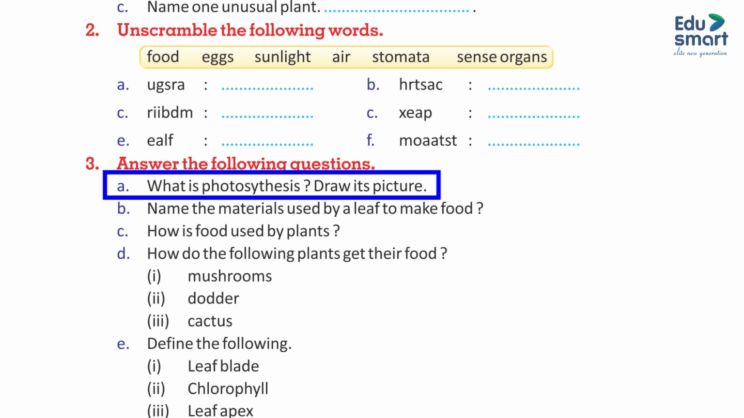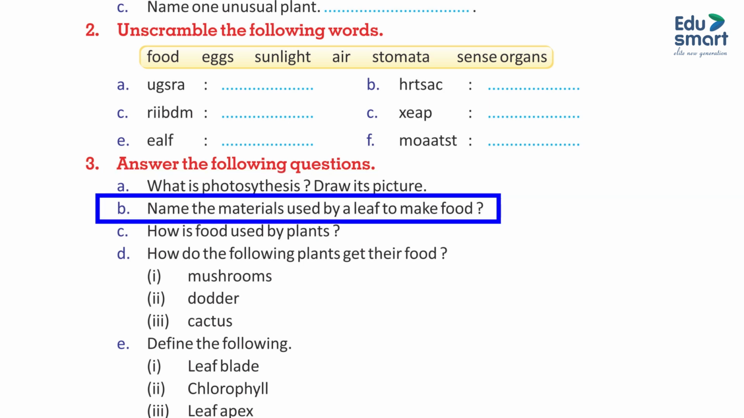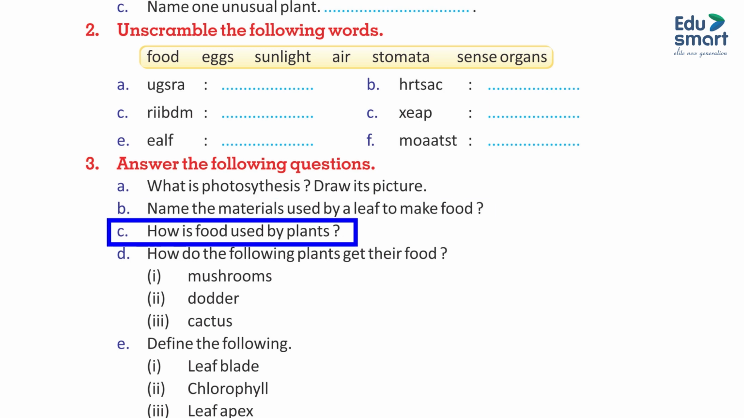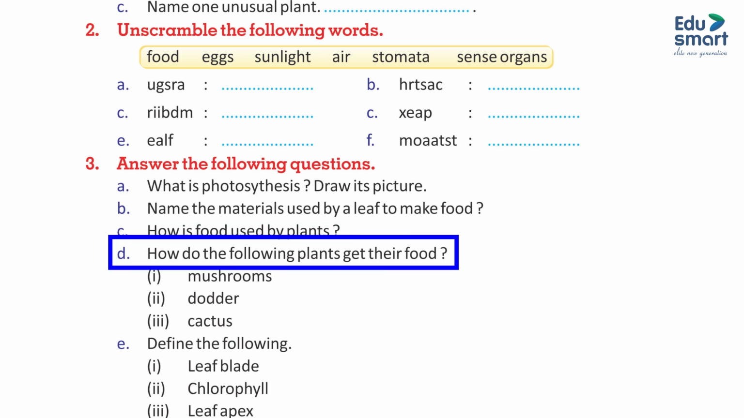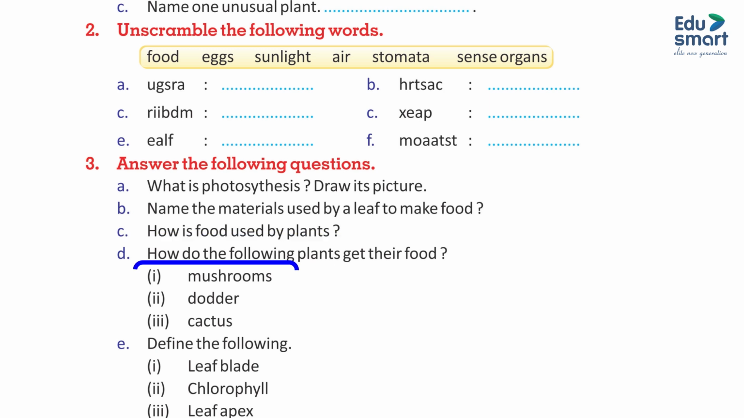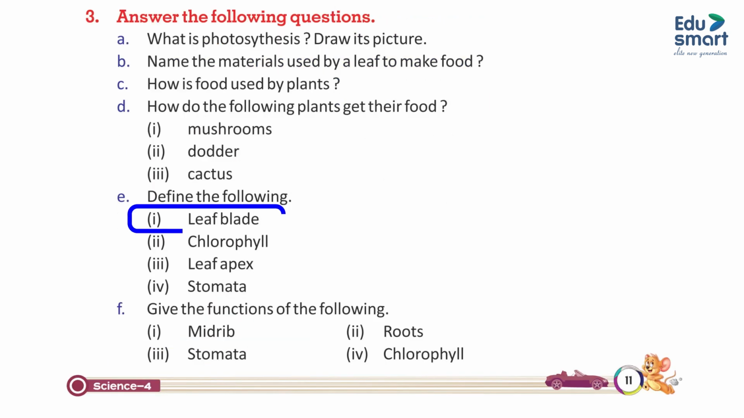A. What is photosynthesis? Draw its picture. B. Name the materials used by a leaf to make food. C. How is food used by plants? D. How do the following plants get their food? 1. Mushrooms. 2. Dodder. 3. Cactus. E. Define the following. 1. Leaf blade. 2. Chlorophyll. 3. Leaf apex. 4. Stomata.